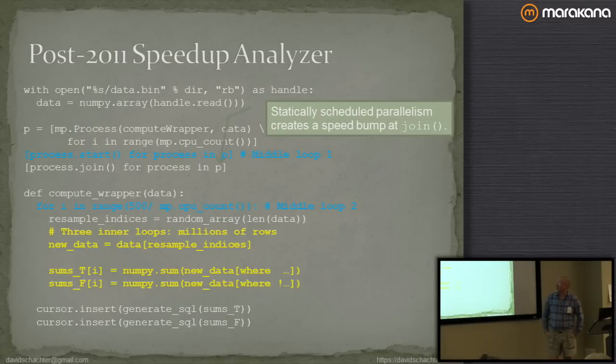So this is an example of statically scheduled parallelism. Insanely easy to write, 3 lines of code, but you do have a speed bump. In this case, it's not too bad because each of the children take about the same amount of time to run because they all do about the same amount of work.